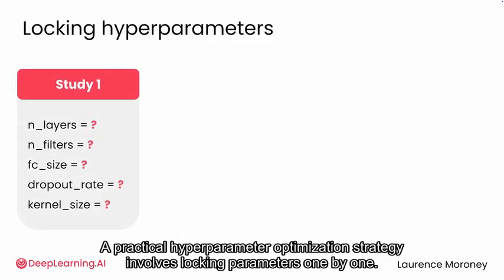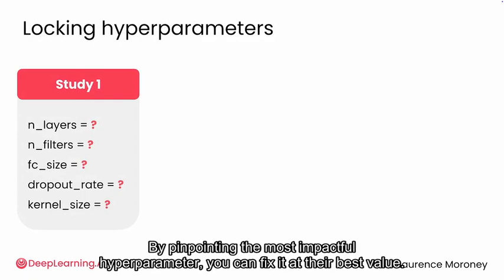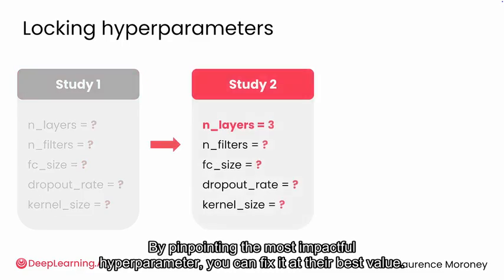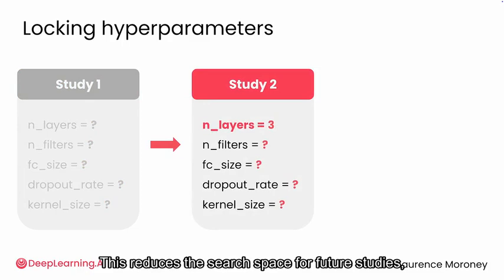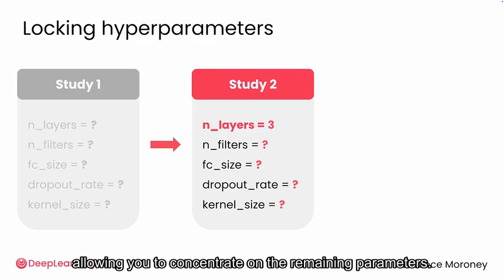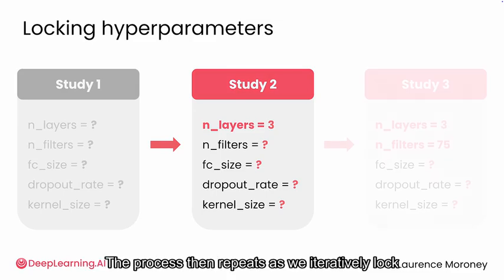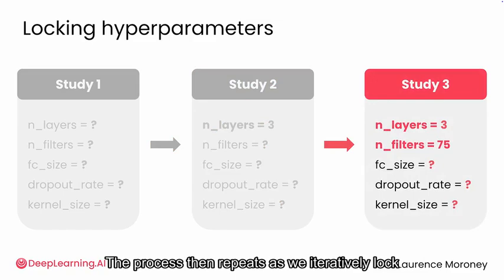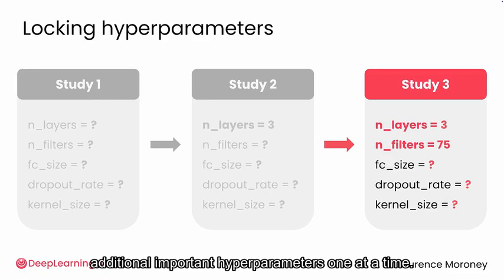A practical hyperparameter optimization strategy involves locking parameters one by one. By pinpointing the most impactful hyperparameter, you can fix it at its best value. This reduces the search space for future studies, allowing you to concentrate on the remaining parameters. The process then repeats as we iteratively lock additional important hyperparameters one at a time.